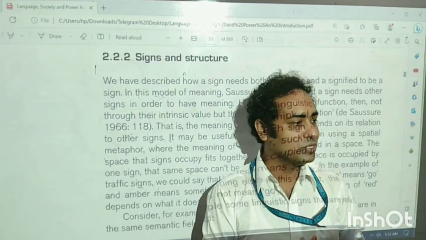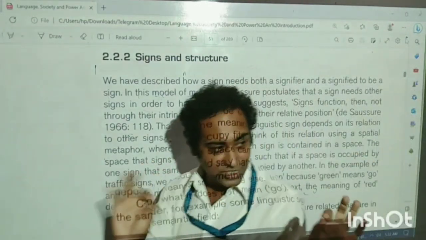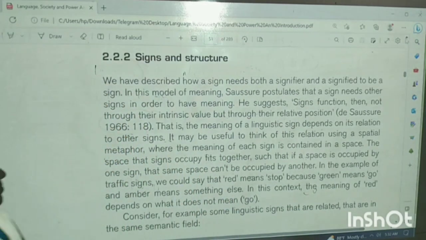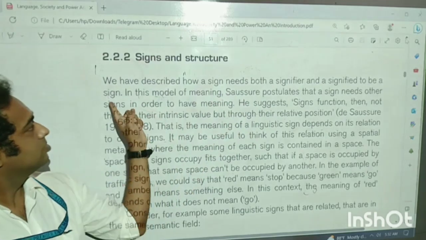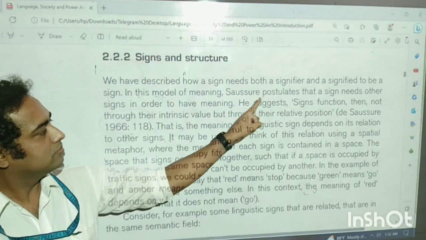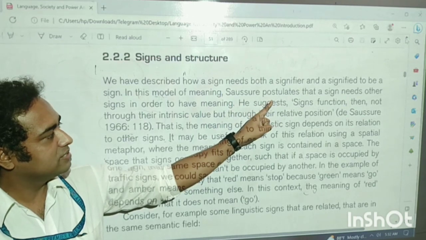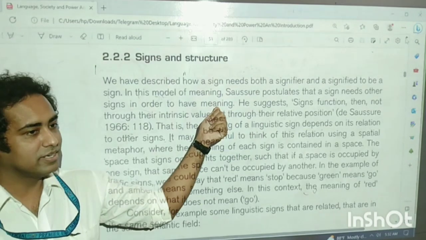I'd like to request someone to read. Can you please read? Yeah, read a little bit from here. We have described how a sign is a signifier and signifies to be a sign. In this model of meaning, Saussure postulates that a sign needs other signs in order to have meaning.